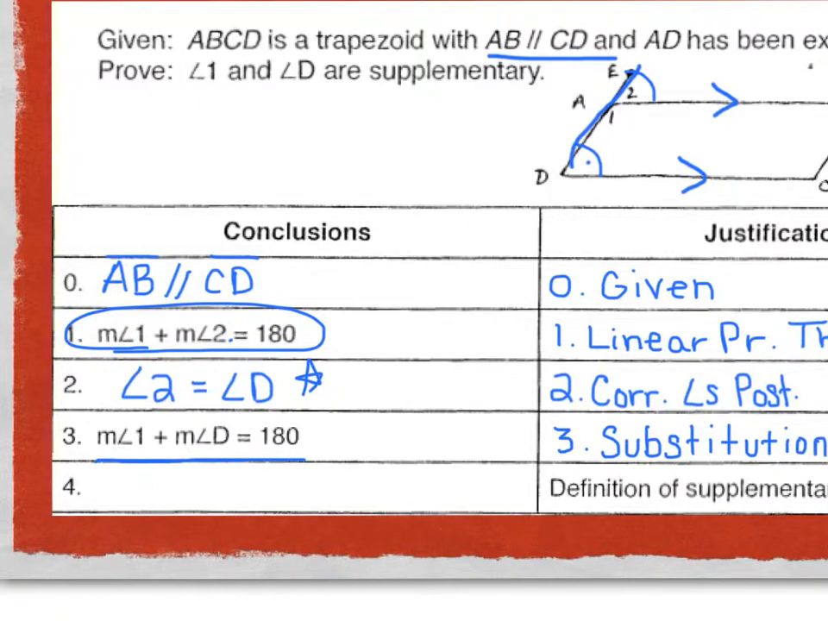So substitution is if I tell you this is equal to this, that means those two things are interchangeable. So you could go back up here and say, instead of angle 2, I want that to say angle D, because that's what I'm trying to prove. So I use substitution there. So if I know 1 plus D is 180, how do I now know that they are supplementary?